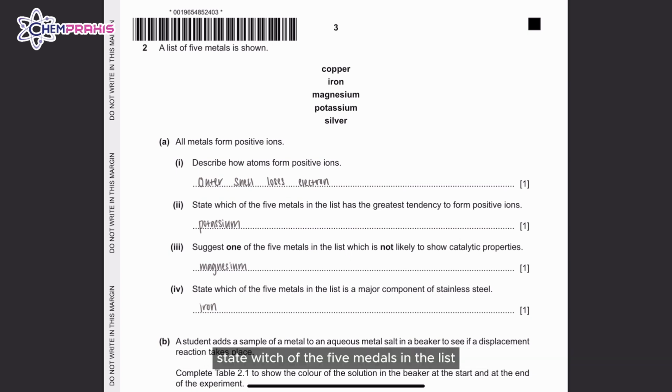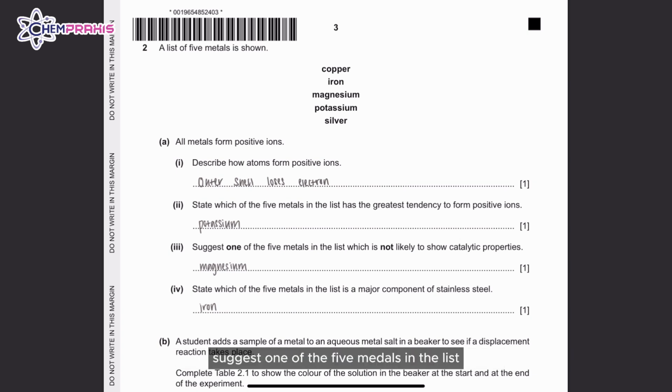State which of the 5 metals in the list has the greatest tendency to form positive ions. From the 5 metals in the list, we can determine that potassium has the greatest tendency to form positive ions.